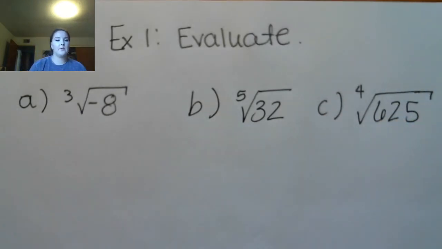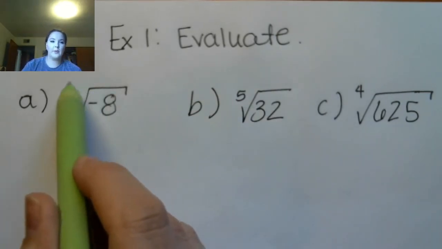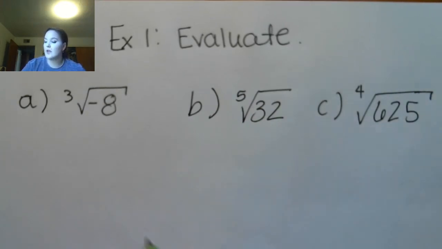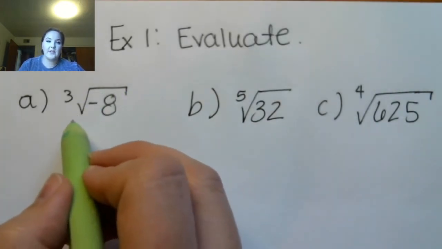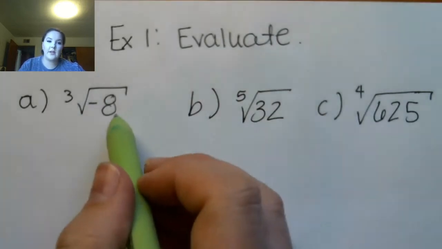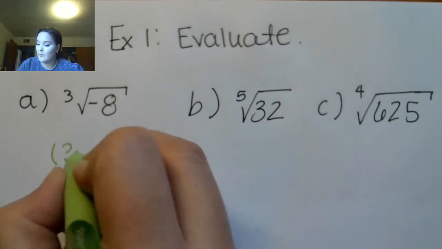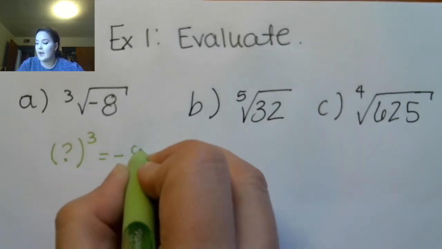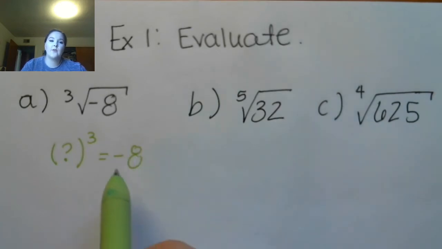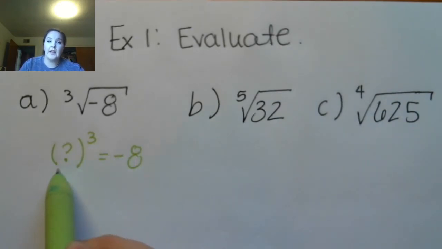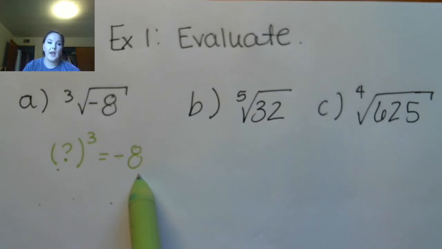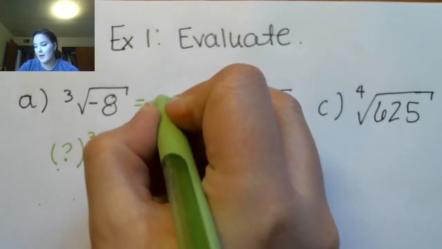So the index tells us what type of root it is. Here we're dealing with a cube root because the index is 3. We're saying what number times itself 3 times is going to give us -8? So what number cubed is going to be equal to -8? First of all, to get the negative sign, this has to be a negative number, right? Negative times negative times negative will give us a negative. And then what times itself 3 times is going to be 8? Well, 2 times 2 times 2 is 8. So our answer would be -2.